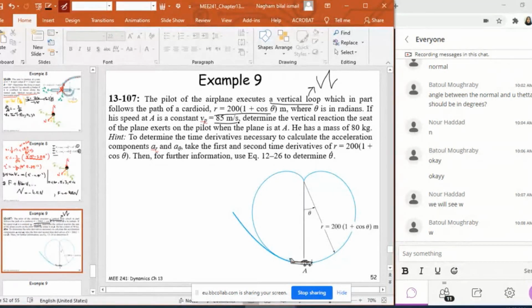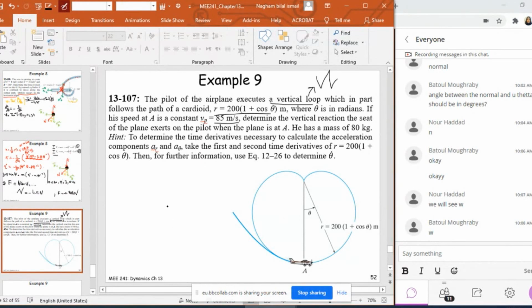I need to determine the vertical reaction the seat of the plane exerts on this pilot when the plane is at A. So I'm going to find the normal force. He has a mass of 80 kilograms, right? So this is what I should do.